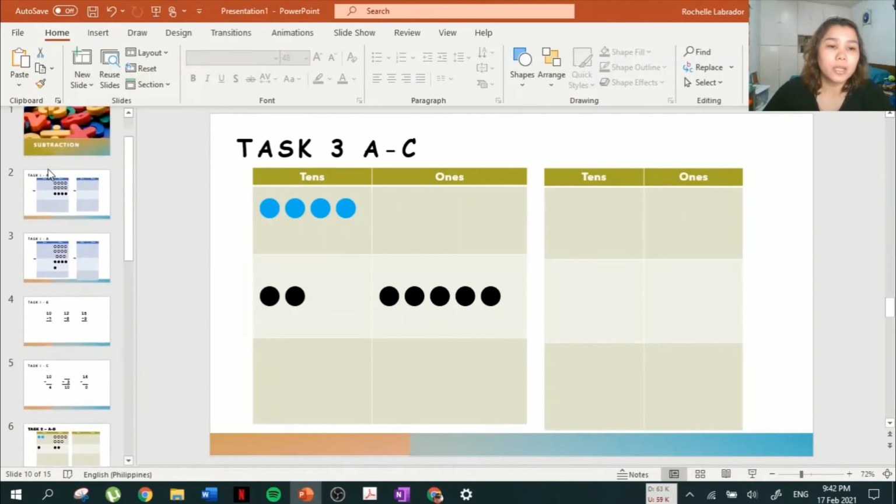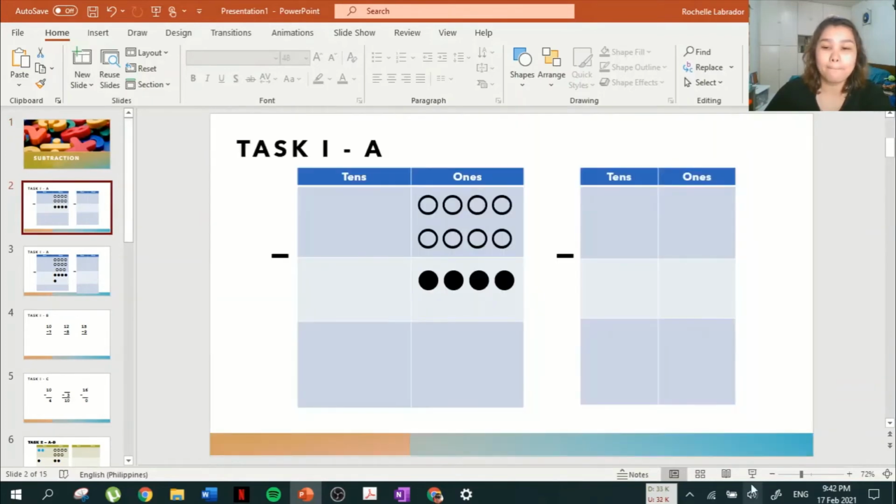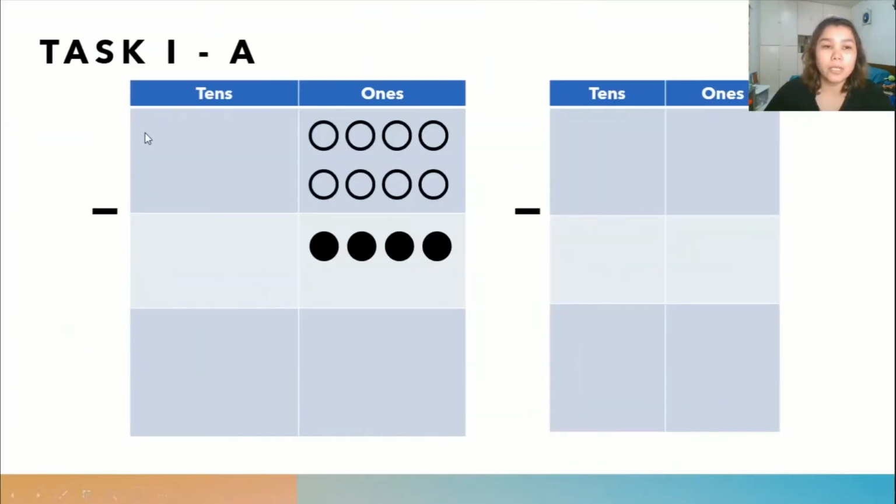Okay, this is task A. So how will it be done? For task 1A, all you have to do is count the white and the black chips on this set. The left side will tell you the white and the black chips. On the right side, it should be written as a numeral. Okay, so what we have to do is count them. If you notice, walang tens kasi we have to start from the simplest, which is the values under 1. So let's count them first.